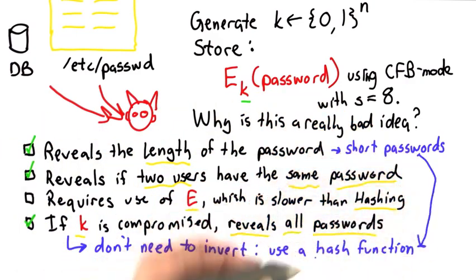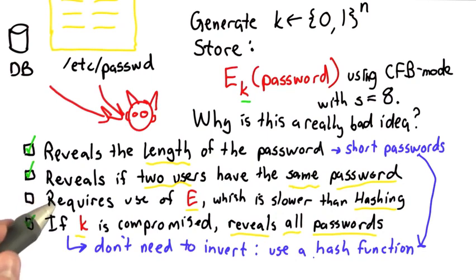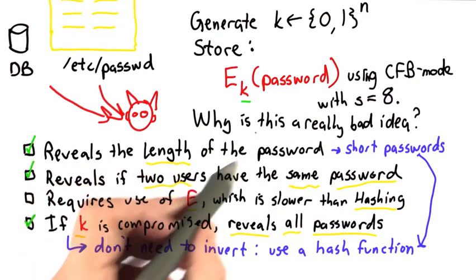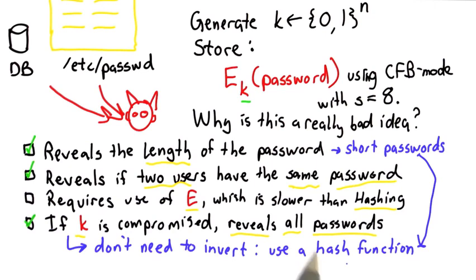If we use a hash function, the size of the output doesn't depend on the size of the input. So no matter how long the password is, we'll have the same number of output bits based on our hash function. The second one's a little more subtle. If we just use the hash function in a straightforward way, we won't solve this problem. And this problem is pretty important.